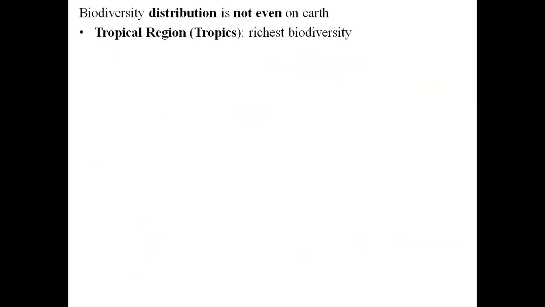So biodiversity is not distributed evenly on the earth. The region with the richest biodiversity is the tropical region, or the tropics. Another region is known as the temperate region. Several species grow or live in that area, but comparatively they have less rich biodiversity than tropical regions.